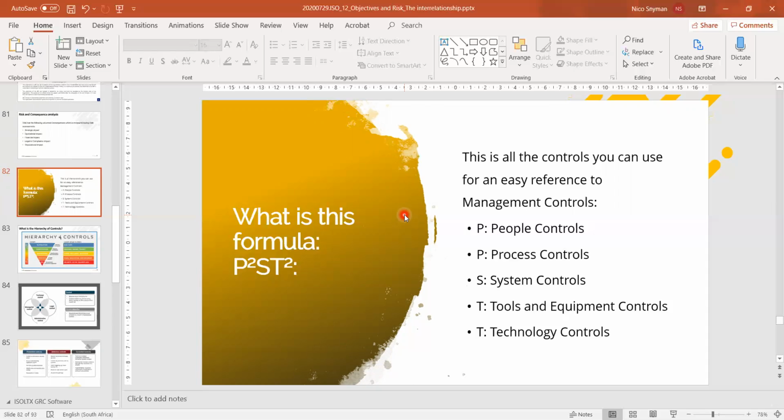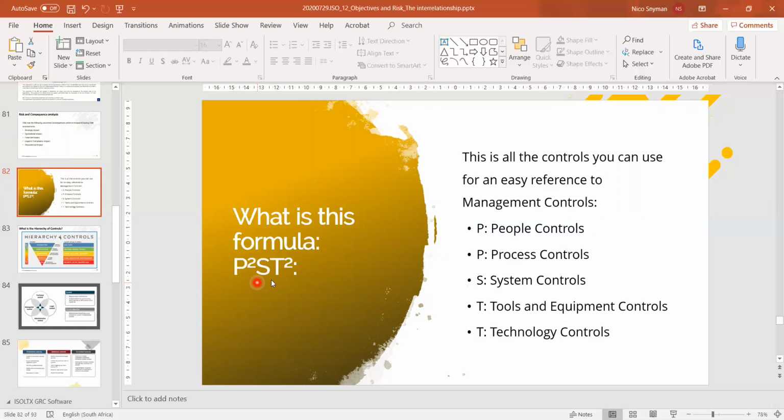But if you're going to actually analyze the management controls that you've got, we have a formula that we use in all our facilitation across the world in terms of risk committees and board committees on risk. We are using this formula: P square S T square. It's very easy to remember.